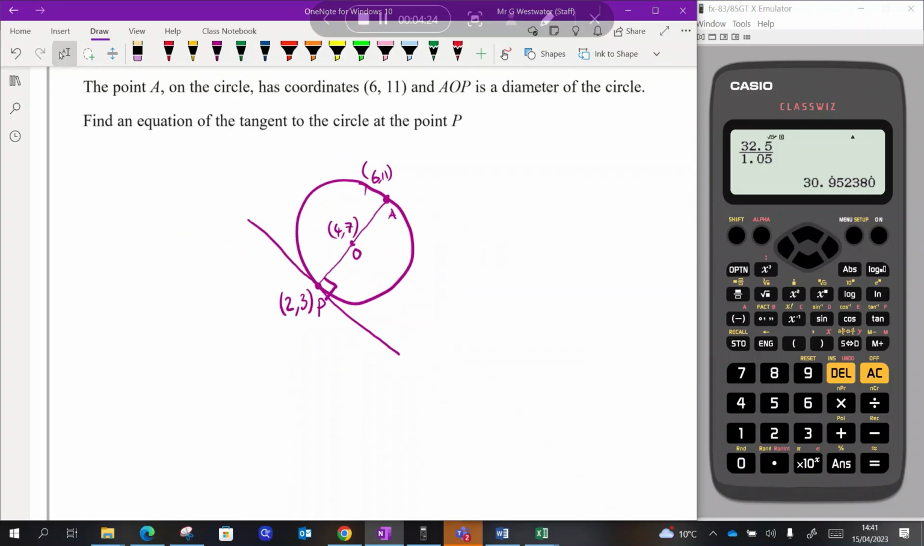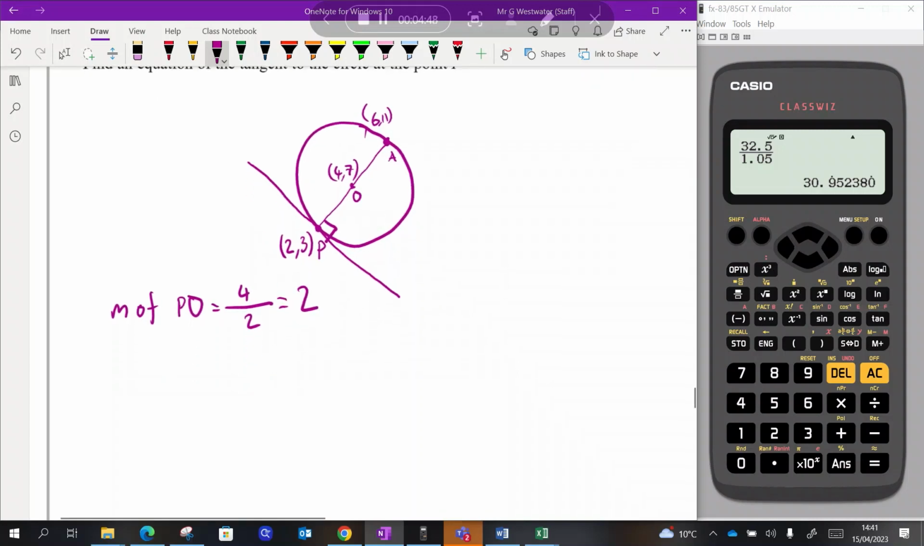Now the gradient of this line is the rise over run. So M of PA, let's say, is the rise. So in fact, I'll just do PO. Is the rise, so 3 to 7 is 4, over the run 2 to 4 is 2, so 4 over 2, that is a gradient of 2. And therefore the gradient of the tangent is going to be the negative reciprocal, so that's minus 1 over 2 for this line down here.